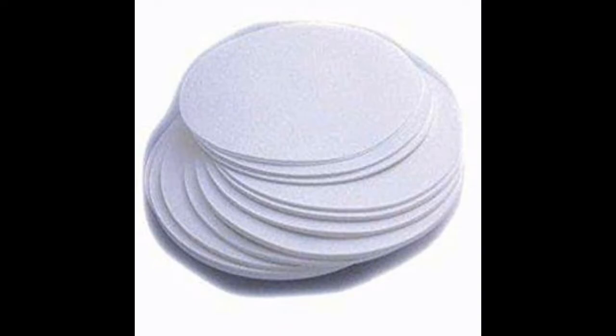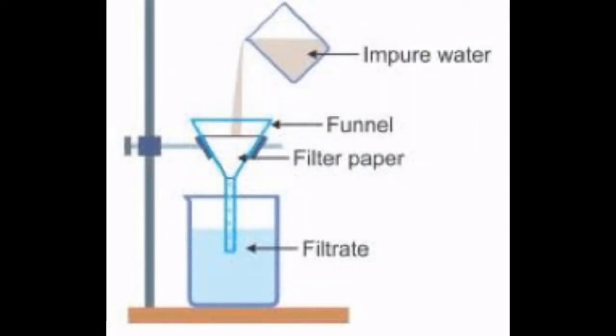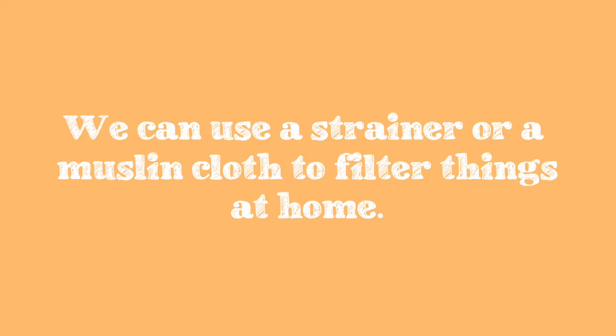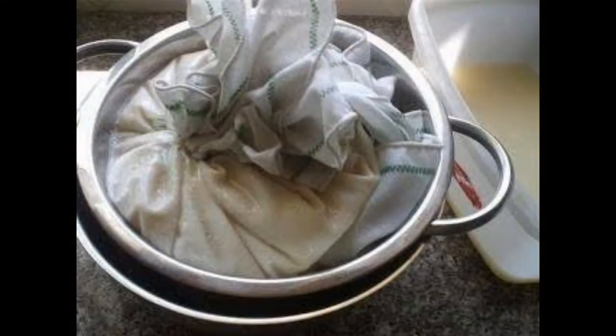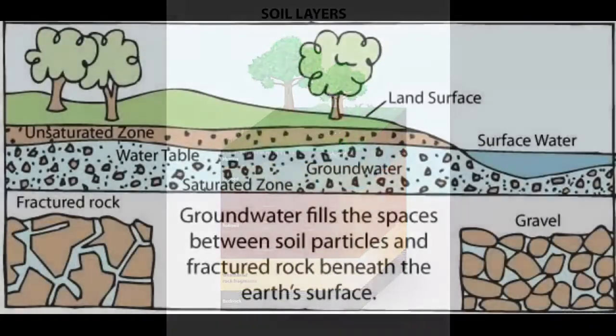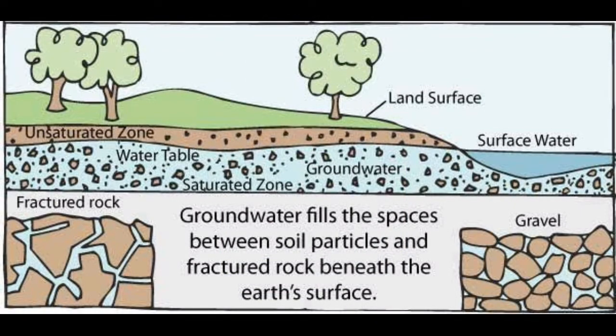In this process, water is passed through a filter paper. The impurities get collected over the filter paper and are called residue. The clear liquid that filters out in a separate container is called filtrate. We can use a strainer or a muslin cloth to filter things at home. Water on the surface of the earth also gets filtered through layers of soil and gets collected as underground water.